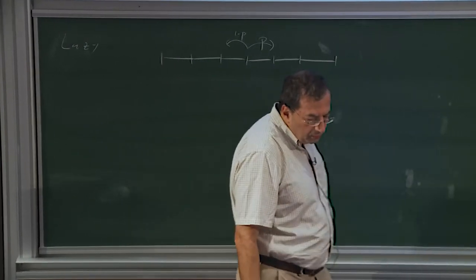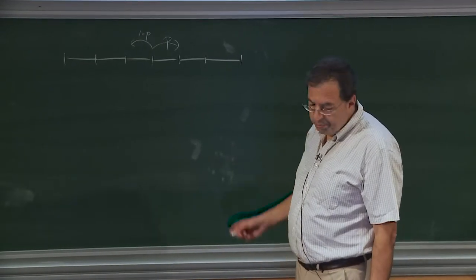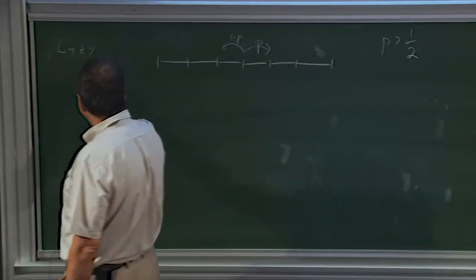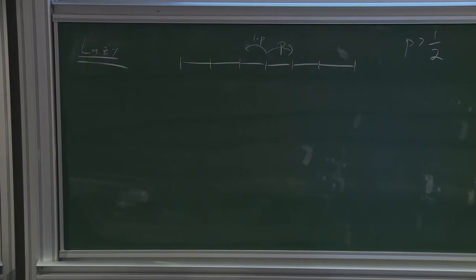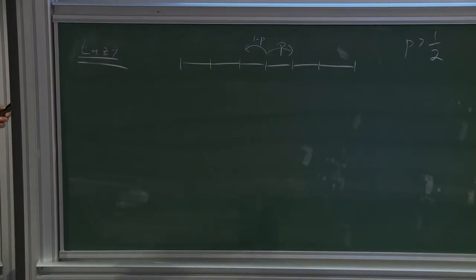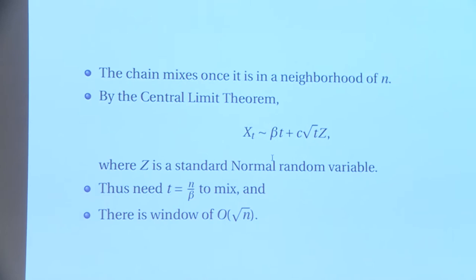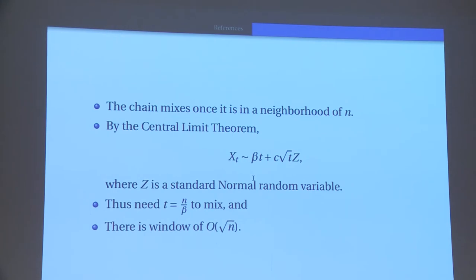We're going to take p to be bigger than a half, so there is a bias to the right. And so when we're doing the lazy version, there's always a factor of 2 that is sometimes implicit here. So the hitting time from the left to the right will be n over beta. But again, for the lazy version, you have to double that. And so the actual time to mix by the lazy version is twice n over beta, where beta is the drift.